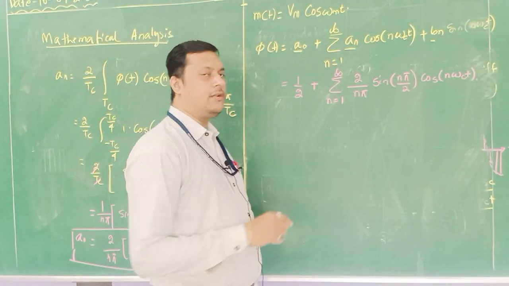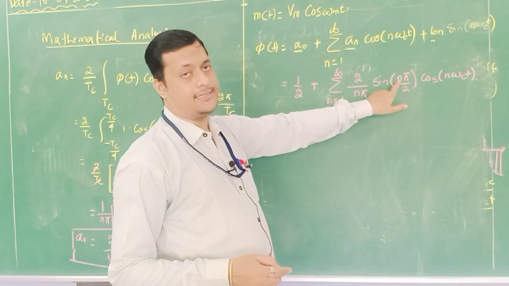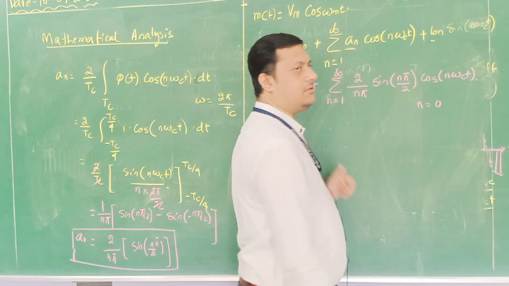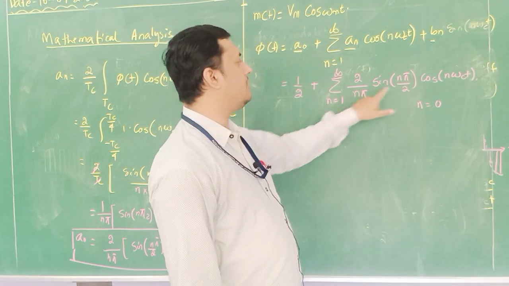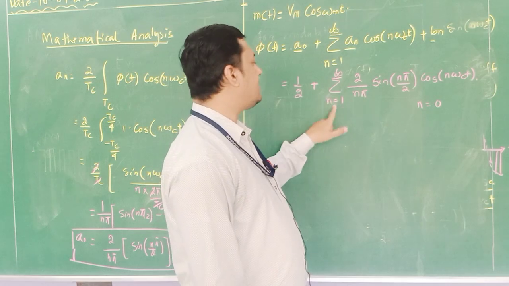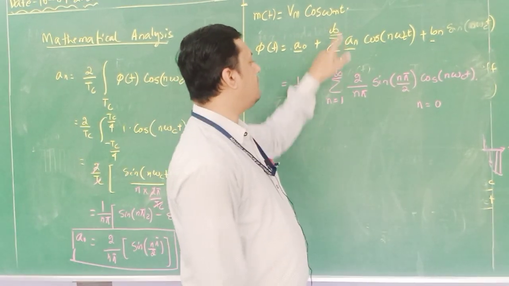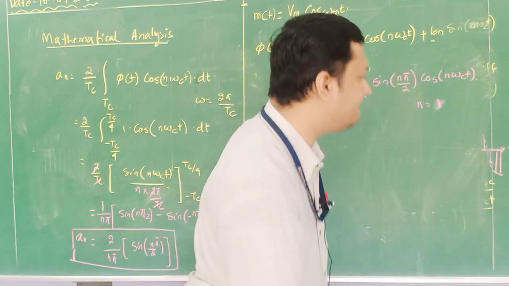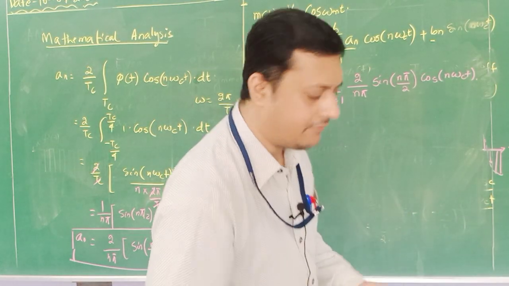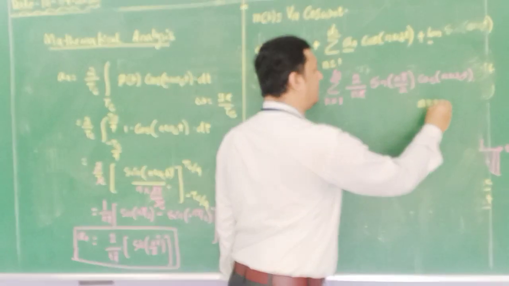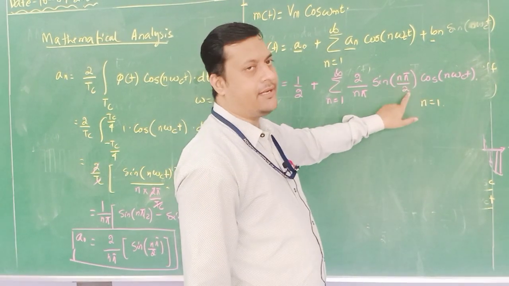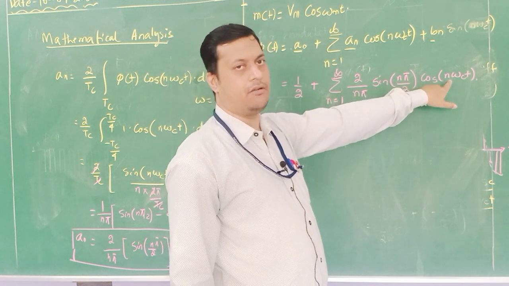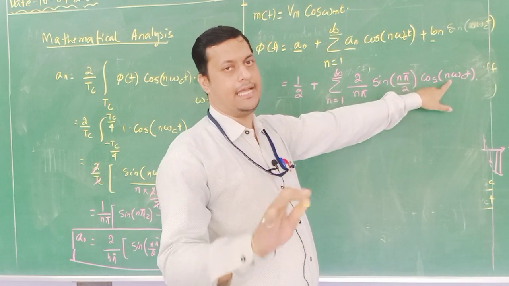Now one more important thing: in which particular case will this function exist? If n is equal to 0, the total will become 0, so we are starting from 1 to infinity. If n is equal to 1, sin pi by 2, that means sin 90 degrees is 1, so the component will exist. In place of n you substitute 1, so cos omega ct is available.